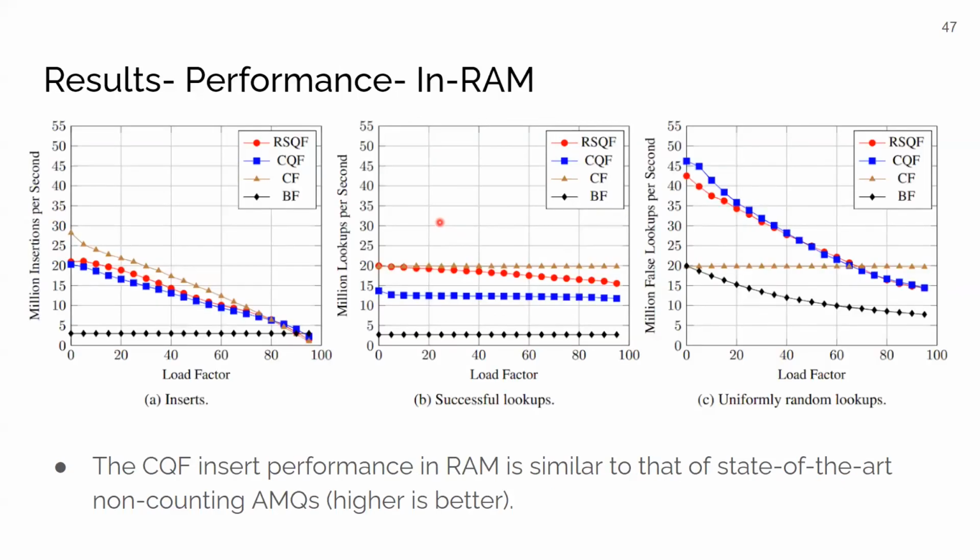Now let us look at the performance in RAM. In all the three graphs, on the horizontal axis, we have the load factor, and on the vertical axis, we have million operations per second. As we can see, the CQF insert performance in RAM is similar to the state-of-the-art non-counting AMQs.